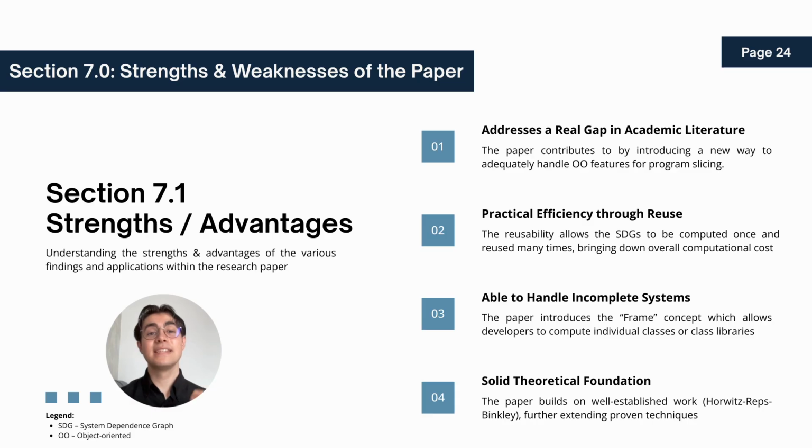The fourth strength is that it had a solid theoretical foundation. The paper builds on well-established work, particularly on Horwitz, Reps, and Binkley's system dependence graphs, and their two-pass slicing algorithm in the paper they wrote back in 1990. By extending proven techniques rather than starting from scratch, the authors ensure that their work is on solid theoretical ground, which is vital in software engineering.